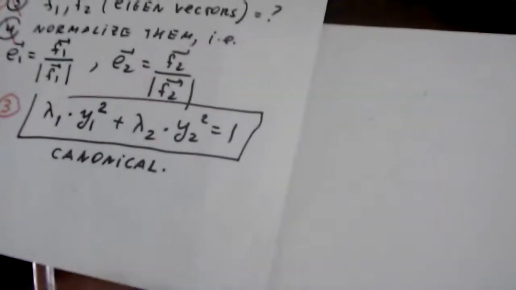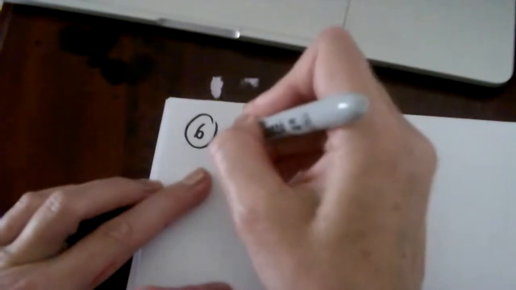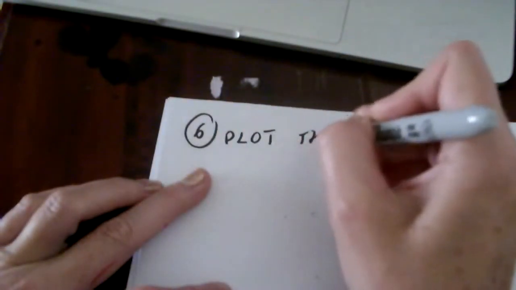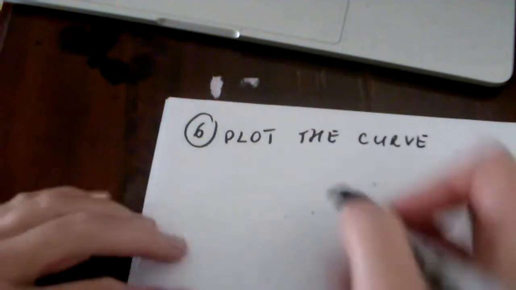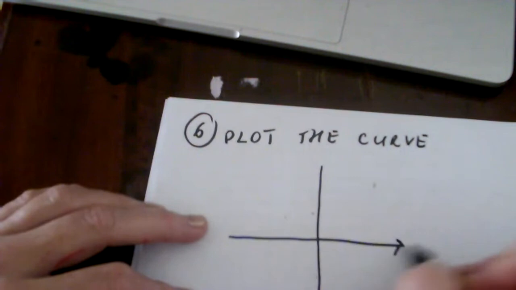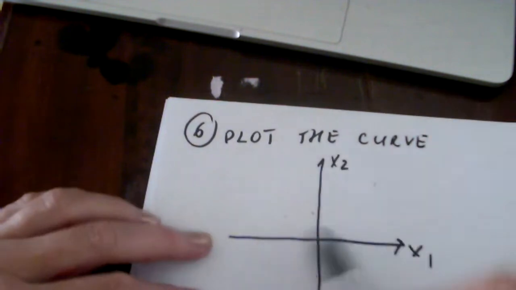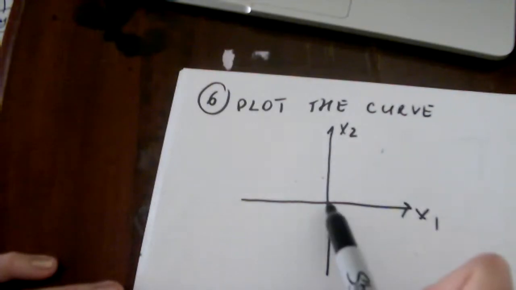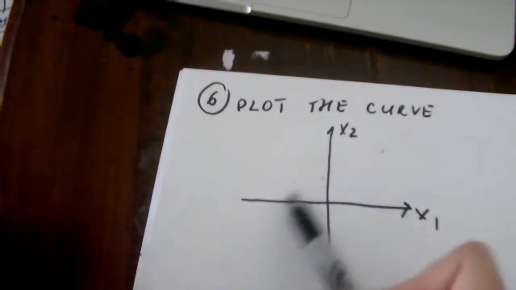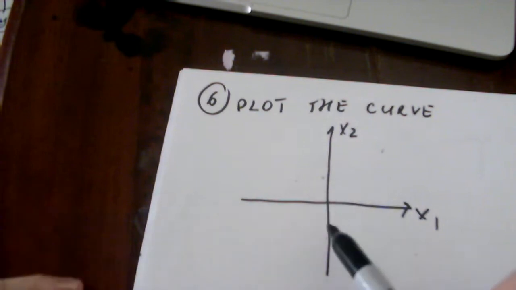And what about step 6? I don't know how to organize things. I need this paper actually. So step 6, you can plot the curve. When I'm describing the algorithm to you, I'm going to give you only the rough idea how to do it. So you had this old coordinate system, x1, x2, and you had these vectors. I'm not going to plot them here to avoid the mess.